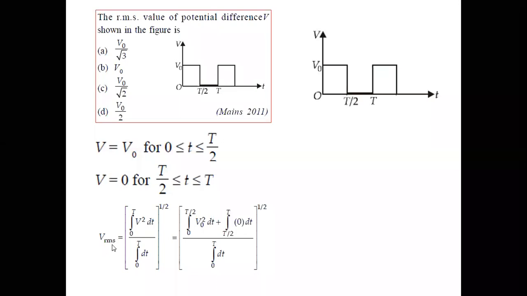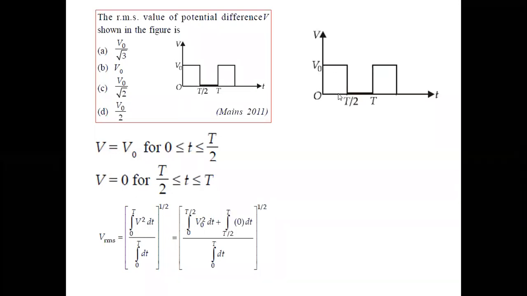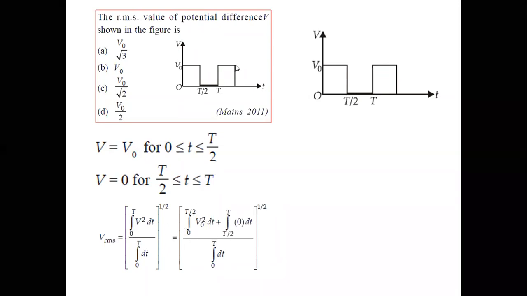So what we did, first, this is my V equal to V0. There are two regions. This whole interval from 0 to T is divided into two regions, first region, second region: 0 to T by 2 and T by 2 to T. I hope you are good at the integration, you are very strong. There's no need to go into detail.